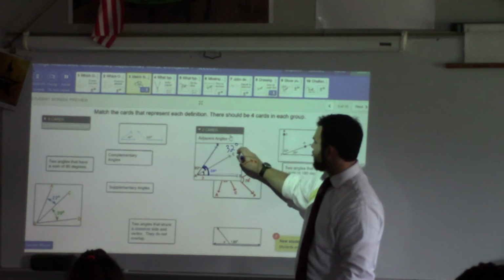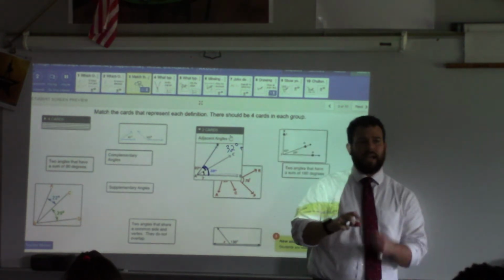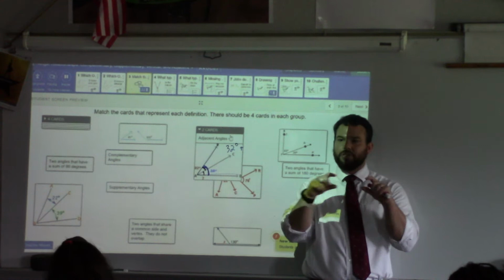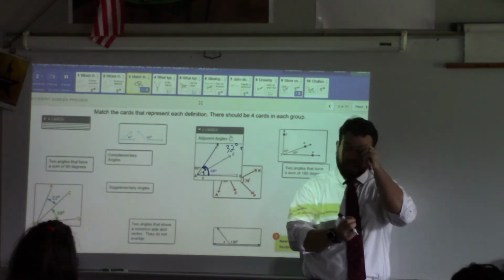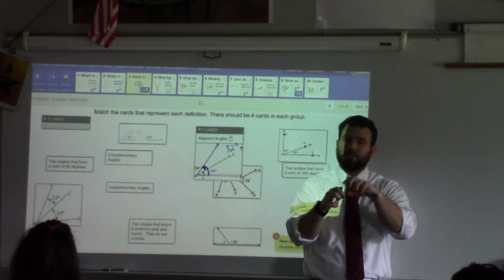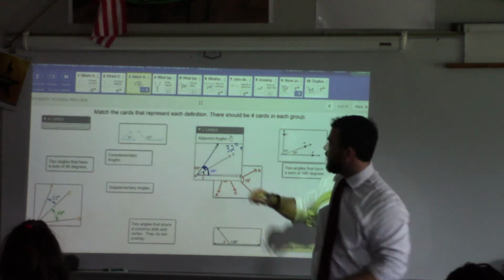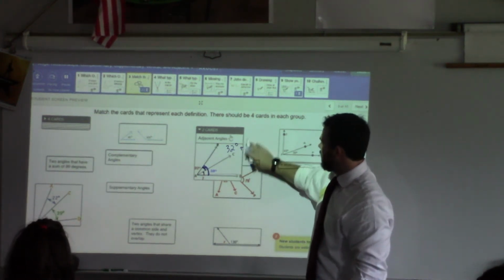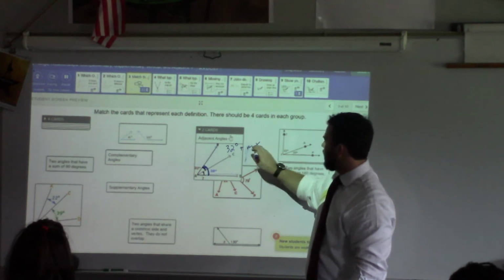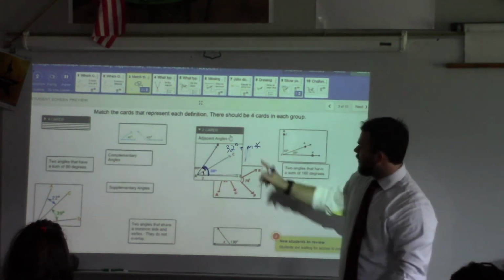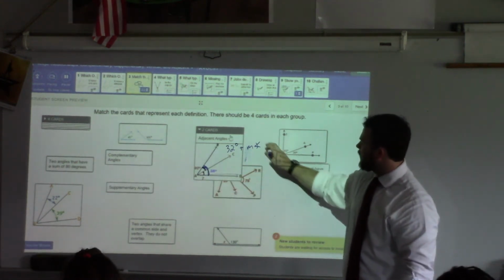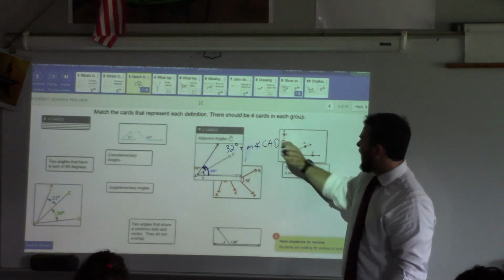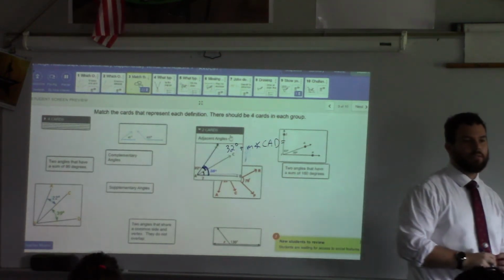Does anyone remember yesterday how we would write, using symbols, the measure of an angle? It's the measure of an angle. It starts with an M, then it has the angle symbol. So the 32 degrees plus the measure of angle, how would I name this? CAD. When I add those two angles together, what do I get?